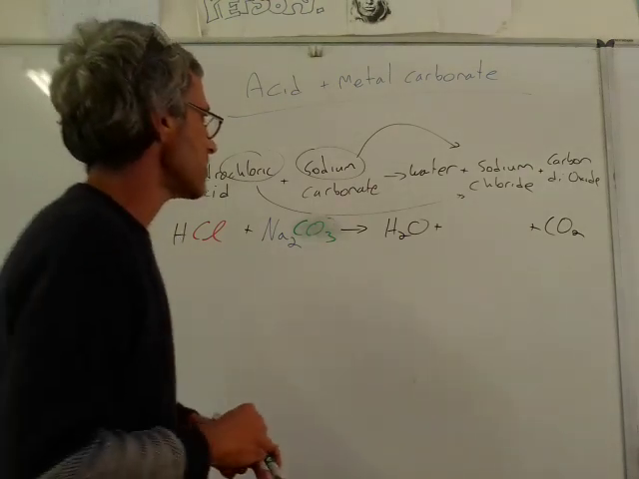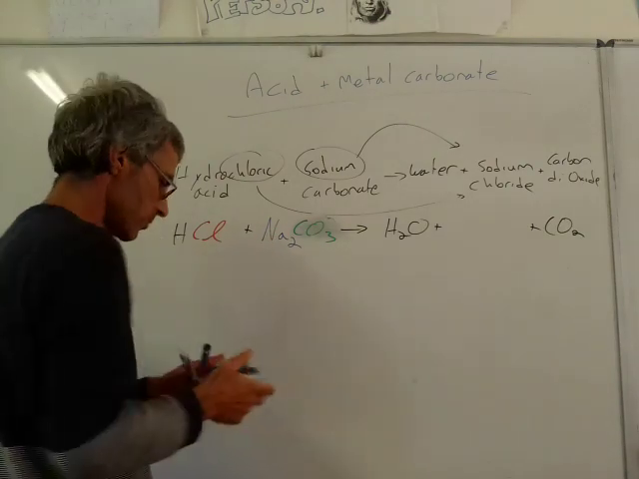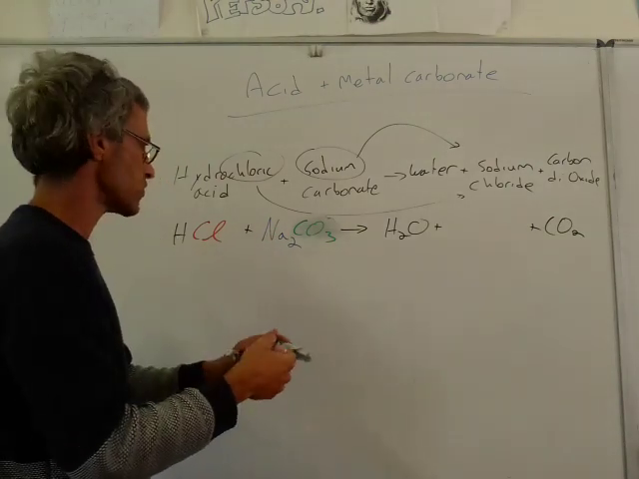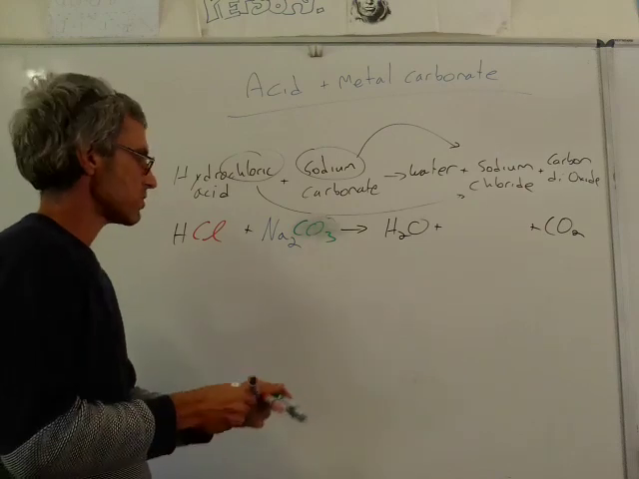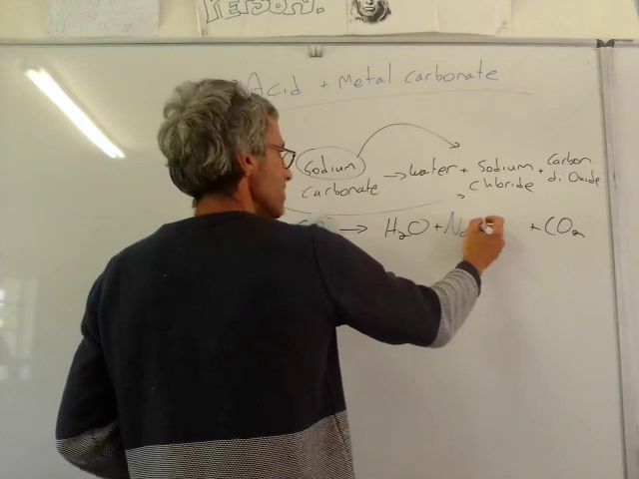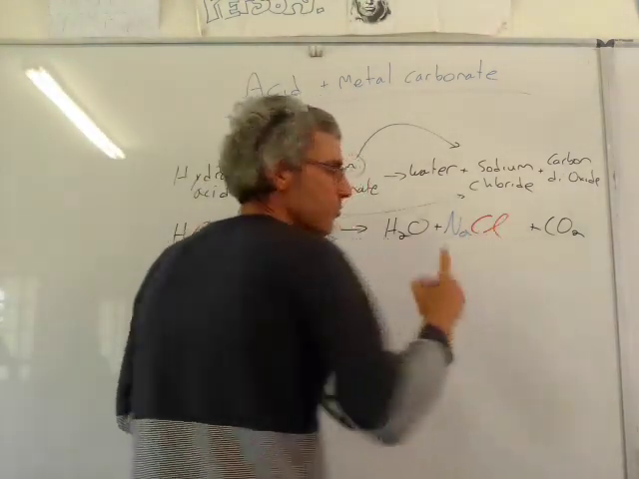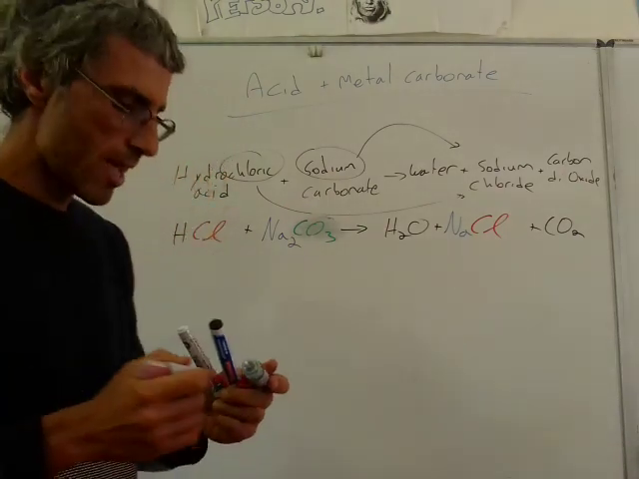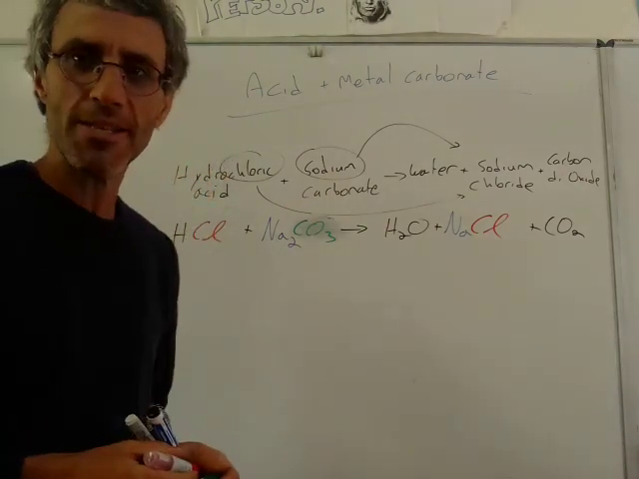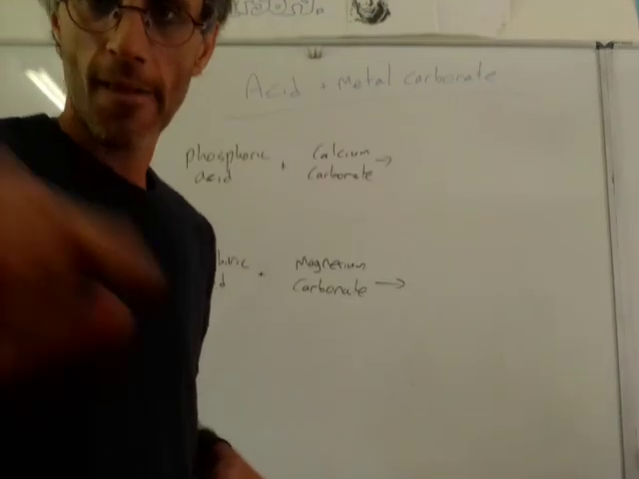Now, what are we left with? Well, we're left with the blue and the red. This is what will form the salt. So we've got sodium, Na, getting together with chlorine. They're plus 1 and minus 1, NaCl. Pretty easy, isn't it? Pause, and I'll put a couple more examples.